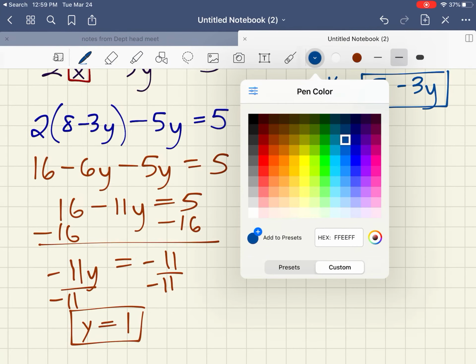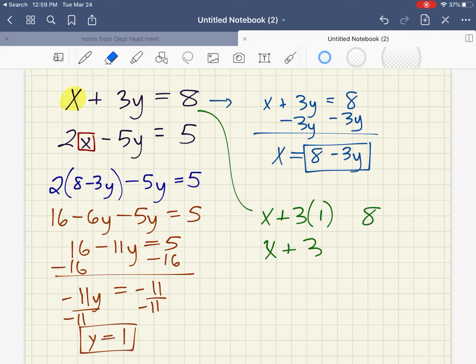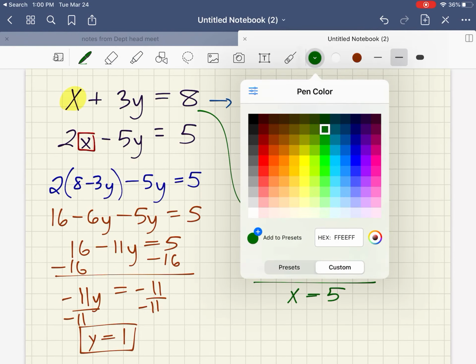Once you have either of the variables solved for, go back to your original equations. If y is equal to 1, this equation looks like this. 3 times 1 plus x equals 8. Multiply to get the 3. Subtract 3 from both sides, and I think x is 5.